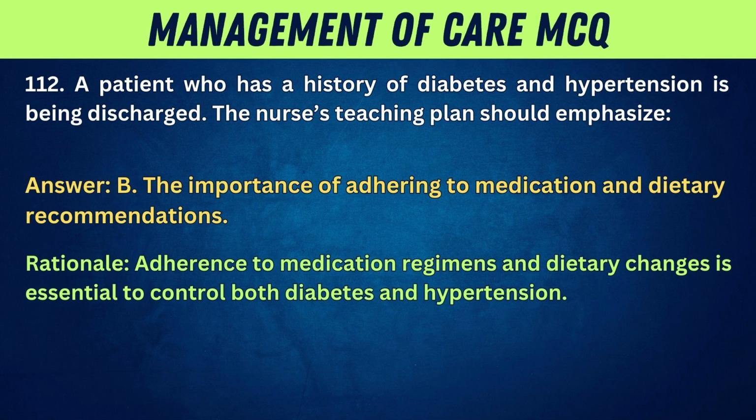Answer. B. The importance of adhering to medication and dietary recommendations. Rationale. Adherence to medication regimens and dietary changes is essential to control both diabetes and hypertension.